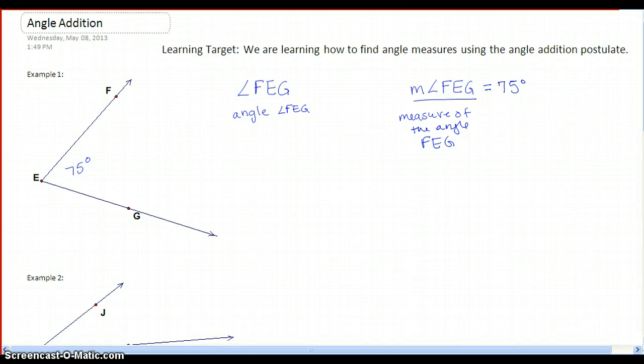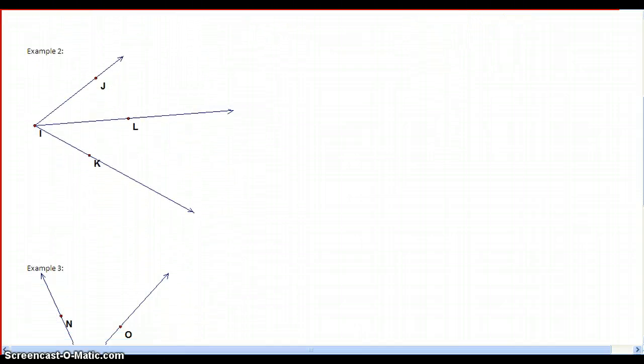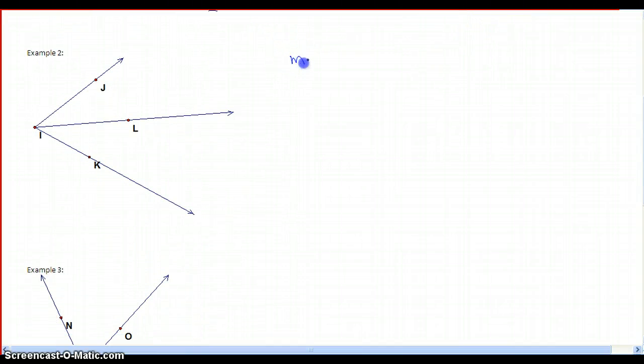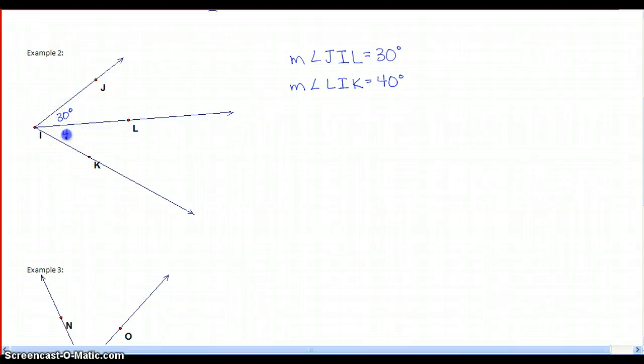So as we move on now, we're going to look at example 2. I'm going to tell you that the measure of angle JIL equals 30 degrees, and the measure of angle LIK equals 40 degrees. Whenever you're given measures for angles, it's always helpful to write them or list them in your picture. So this is 30 degrees, this is 40 degrees, and if I ask you the question, what is the measure of angle JIK?